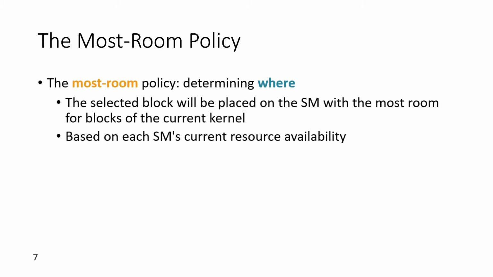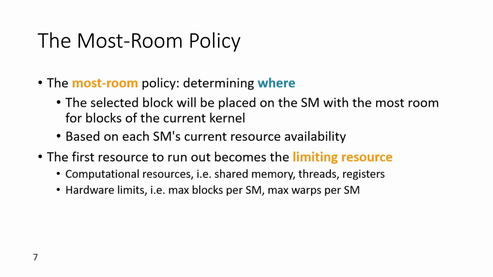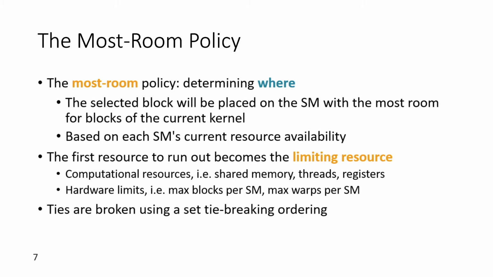Blocks require a number of computational resources which the SM provides, and if it requires more of any one of those resources than an SM has available, it cannot be assigned to that SM. Thus, the first resource to run out when assigning blocks of that kernel to SMs becomes the limiting resource. When there is a tie, the scheduler appears to use a per-device fixed ordering to break the ties between SMs, always picking the first SM that appears in that ordering.